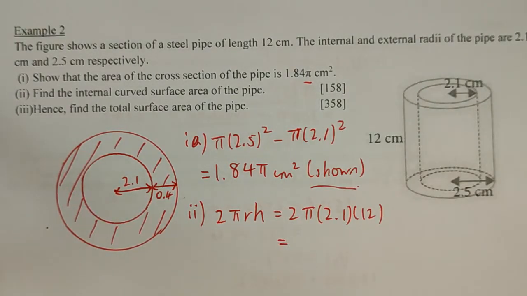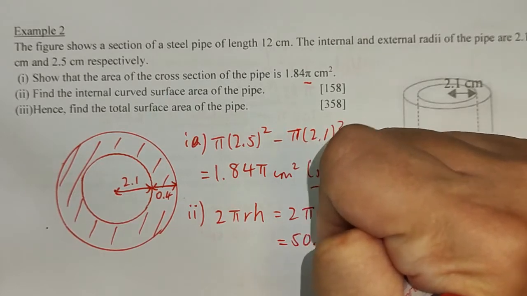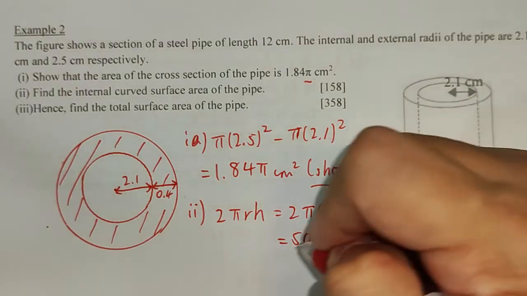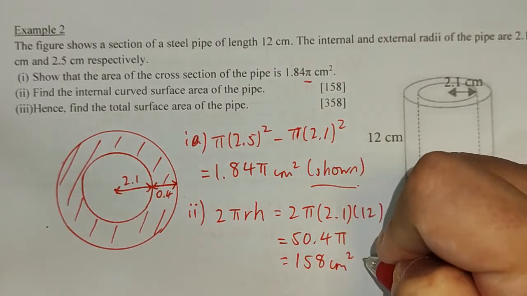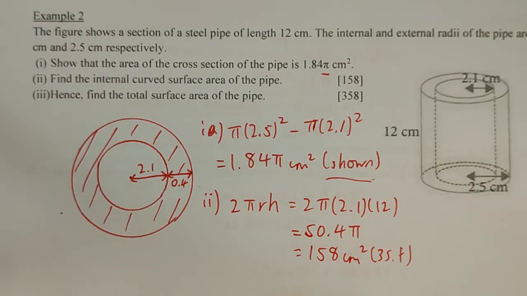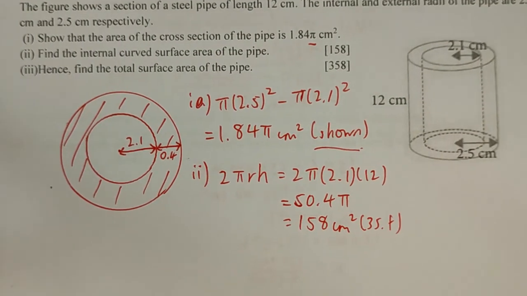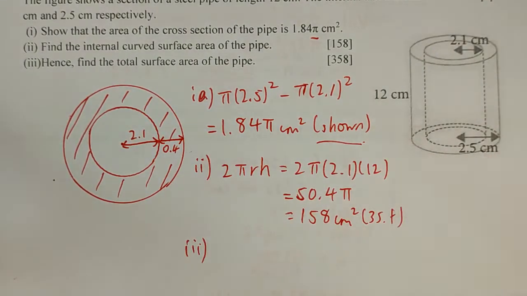Same thing as the previous example 1. I will encourage everyone to write this first, 50.4 pi. Then you multiply in the pi, which will give 158 cm squared to 3 significant figures. Okay, now next, part 3, we need to find the total surface area of the pipe.